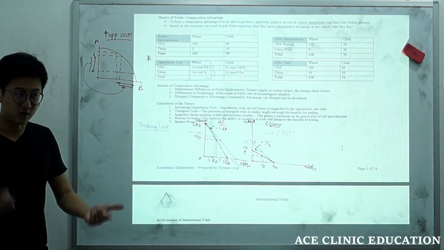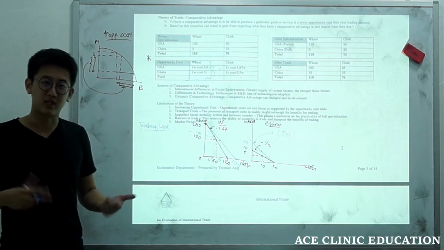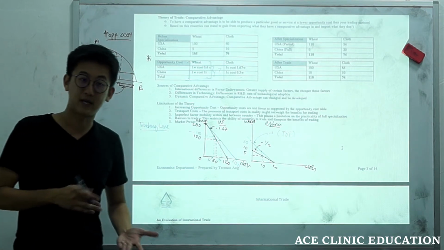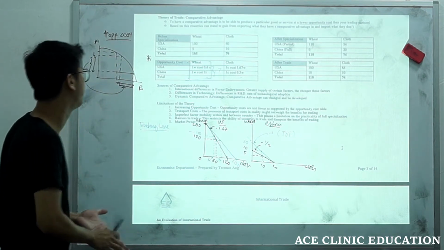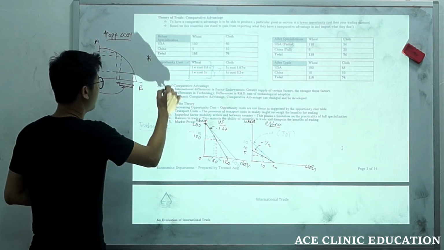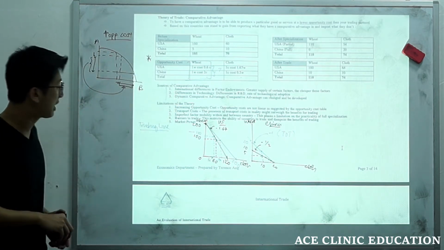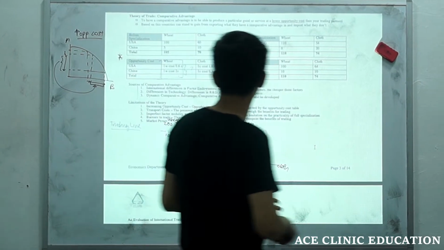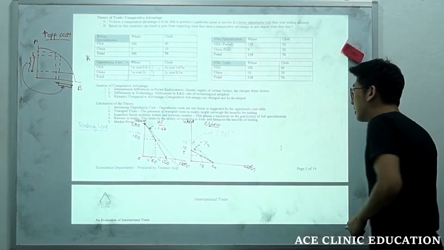Okay? If you have difficulty with your school's version, just take a photo and send to me. I'll explain to you how it works. Okay? Questions? Okay, let's talk about sources of comparative advantage. There are 3. Okay? First one is international differences in factor endowments.